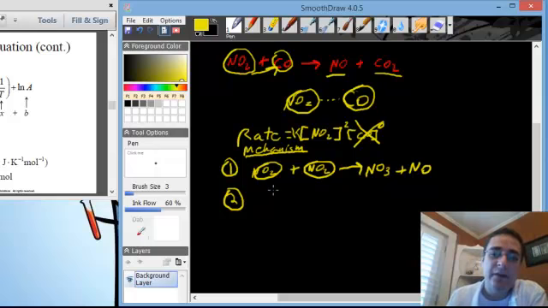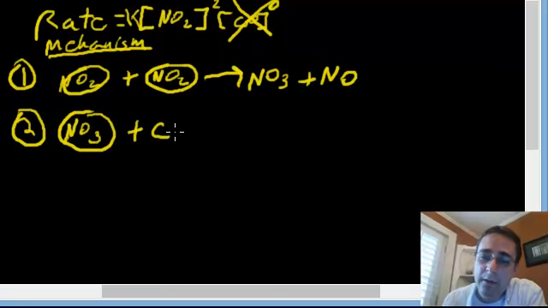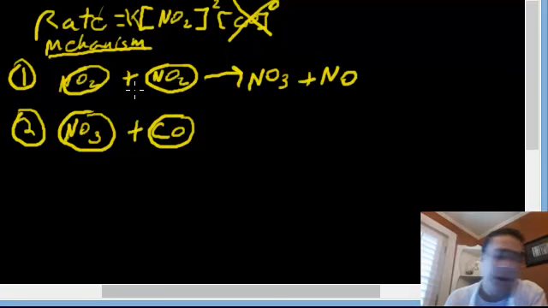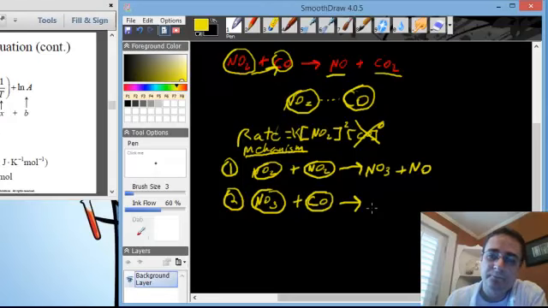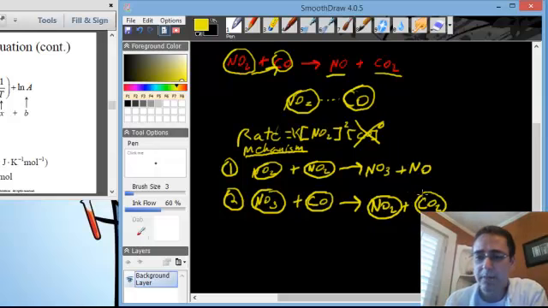So the NO3 that was produced in the first step is now colliding with the carbon monoxide that was there in the first place, right? And it is producing for us some NO2 and CO2. Okay? So that's what we're getting.